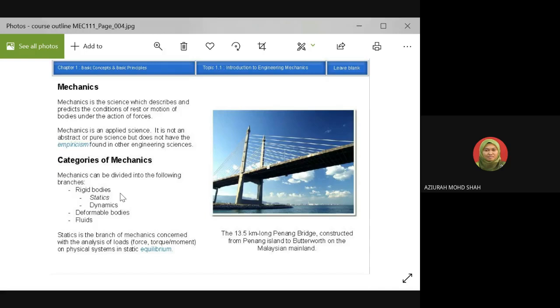So kalau rigid bodies ni, apa yang you faham tentang rigid? What do you understand with the word rigid? Apa yang you faham tentang the word rigid? A solid object. Apa dia? Solid? A solid object. Not really accurate. Kalau bodies tu, yes, you can say a solid. Rigid ni macam mana?